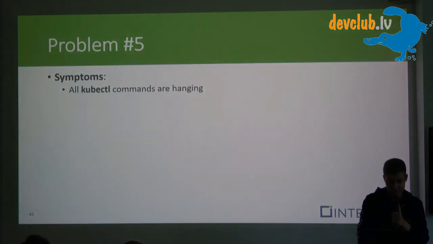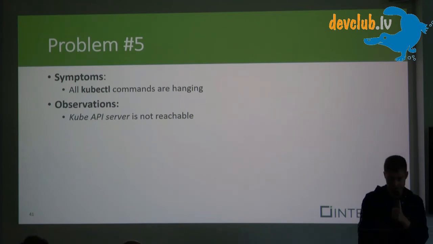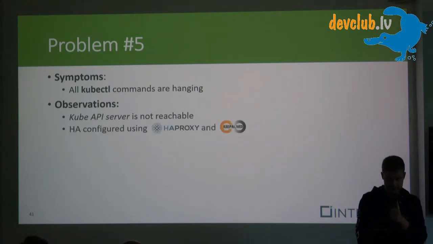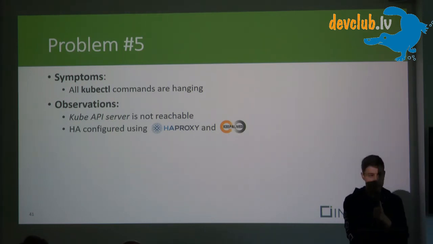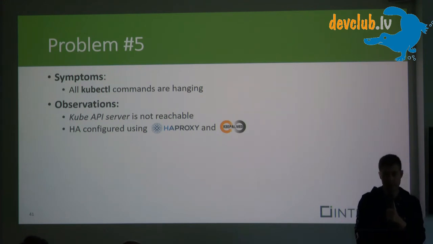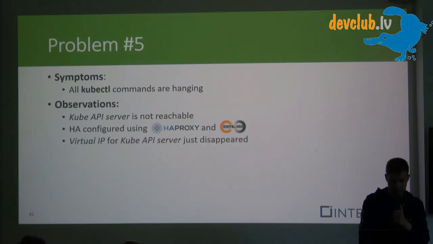Also, a very interesting problem for us. We saw that all of our requests to kubectl were not working. So it seemed that the kube-apiserver was not healthy. The high availability for it was configured using a combination of keepalived, which was providing a virtual IP, and HAProxy, which was load balancing the requests from this VIP to the available API servers. And we saw that we didn't have the virtual IP anymore. It was just gone.